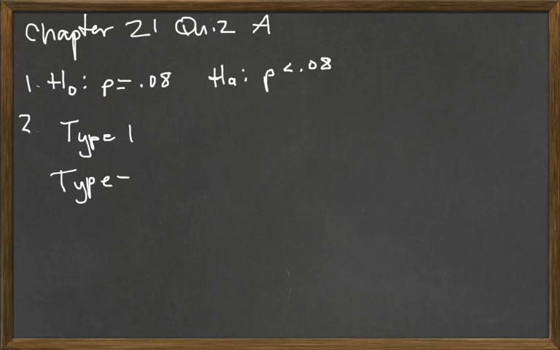In the idea of the courtroom, it's when you let a guilty man go free. So a type 2 error would be to say that you believe the null hypothesis is true when in fact it's actually false.